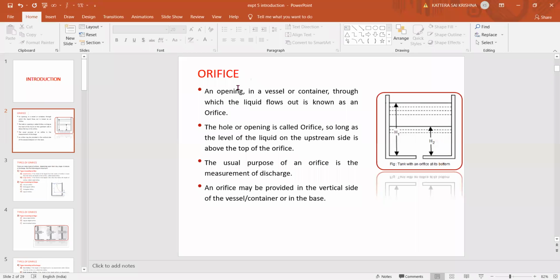So let us see what is orifice. An opening in a vessel or container through which the liquid flows out is known as an orifice. Here we are not giving any other equipment to be fitted to the tank. We are just making a small hole at the bottom of the tank or at the side of the tank. As the hole is made, the water which already exists in the tank will come out through the orifice.